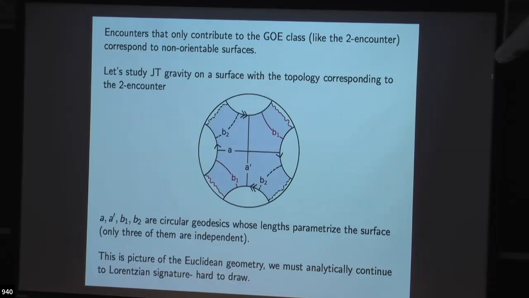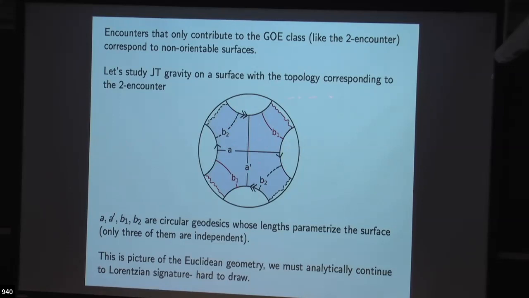As I mentioned earlier, for JT gravity in the GOE ensemble, we include non-orientable surfaces. That means that encounters that only contribute to the GOE, like the 2 encounter we just studied, correspond to non-orientable surfaces. So let's study for a moment JT gravity on the surface that you'd get by thinking about the 2 encounter. It's the simplest non-orientable surface contributing to the spectral form factor.